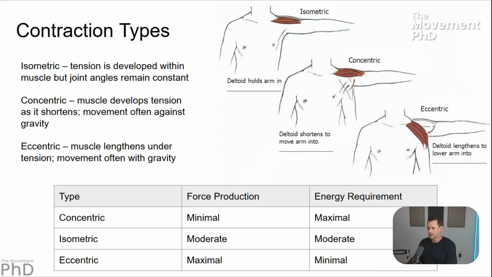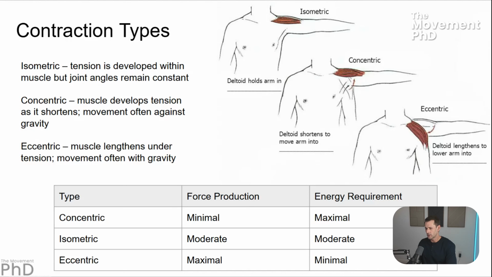Let's talk about these different types of muscle contractions related to their force production and their energy requirement. Concentric, that shortening contraction, has the least ability to produce force. So you're going to be the weakest on the up phase of a movement, and it's going to require the most energy to complete that concentric contraction. Whereas our isometric, where tension is being developed but the joint is not moving, is a moderate amount of force production and a moderate amount of energy requirement. So it's kind of in the middle.